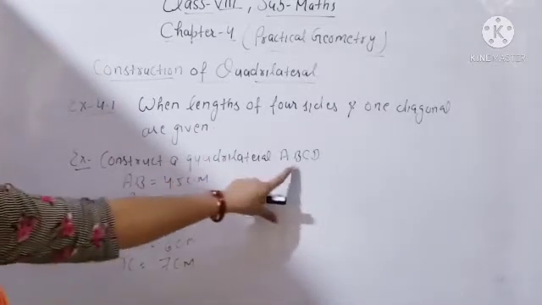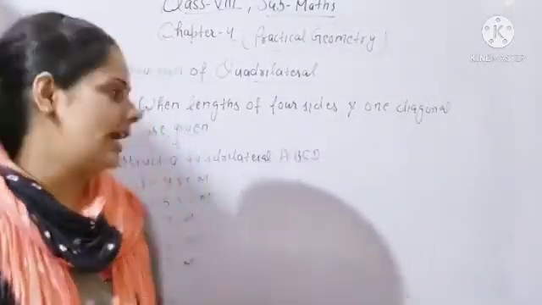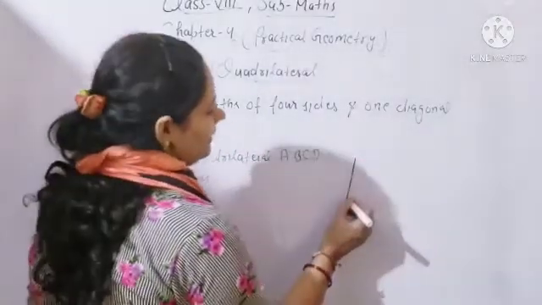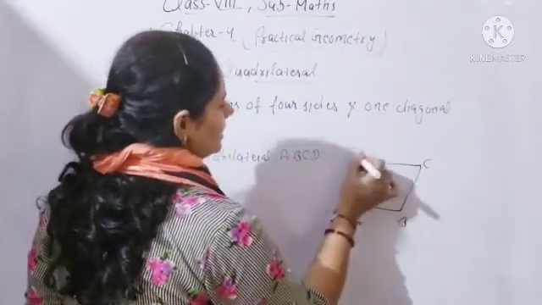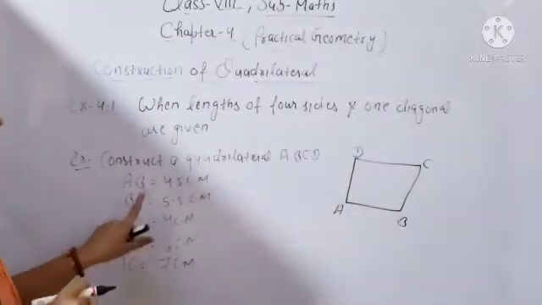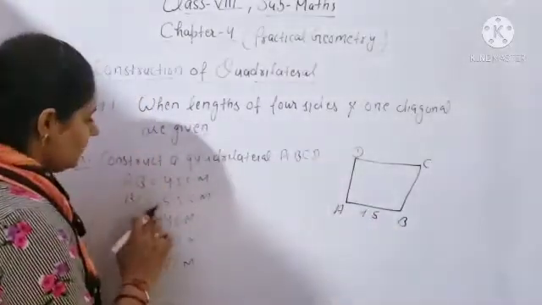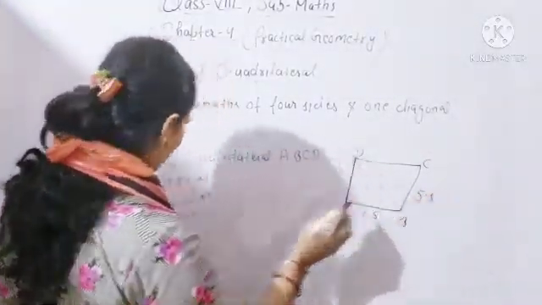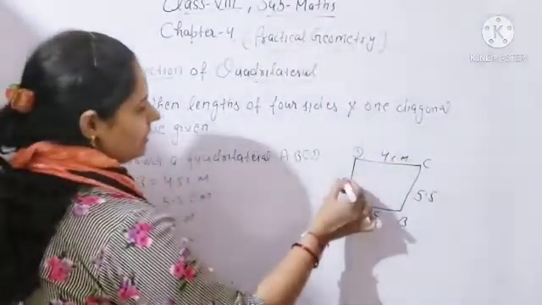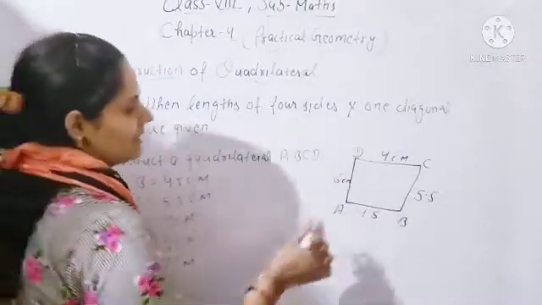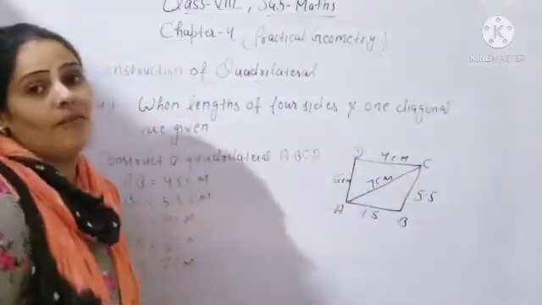For example, this is quadrilateral ABCD. First of all, what will you do? You will make a rough diagram of quadrilateral ABCD. For example, I am making a quadrilateral like that, A, B, C, D. Here AB is 4.5 centimeter, BC is 5.5 centimeter, CD is 4 centimeter and AD is 6 centimeter. And one diagonal AC is 7 centimeter. So this is the rough quadrilateral.